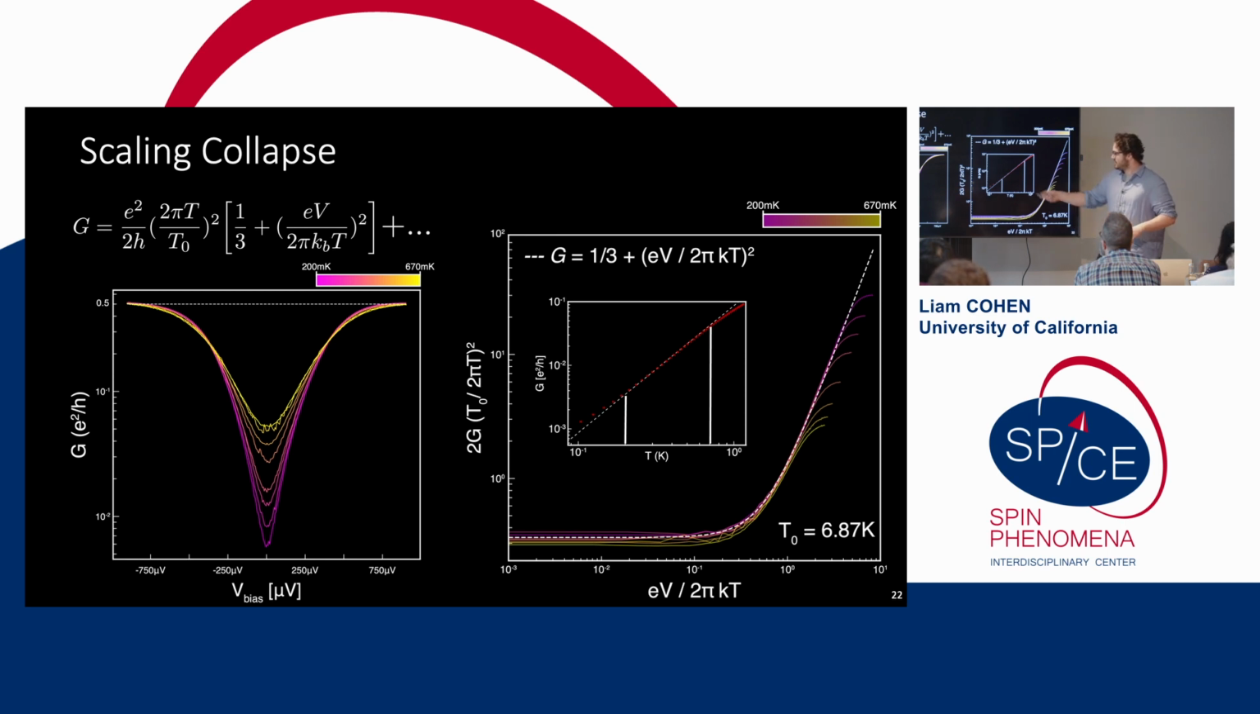You take each one of those successive curves and divide it by 2 pi T over T naught squared, and plot it as a function of eV over 2 pi kBT. You should get the same curve every single time. And in fact, in the low energy limit, you do. So we see that the dashed white line is basically just this formula over here, and we see that these curves collapse onto each other in the low energy limit and deviate in the high energy limit where you expect it to.